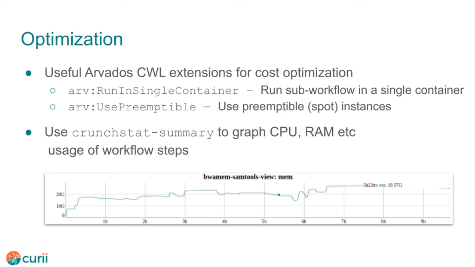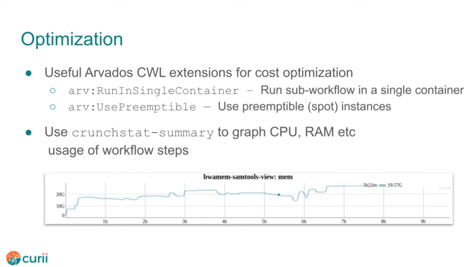Spot instances can provide significant cost savings by using excess cloud capacity at cheaper rates, but come with the risk that they may be reclaimed by the cloud provider before your job is finished. The Use Preemptible hint lets you control which parts of the workflow should or should not run on spot instances.